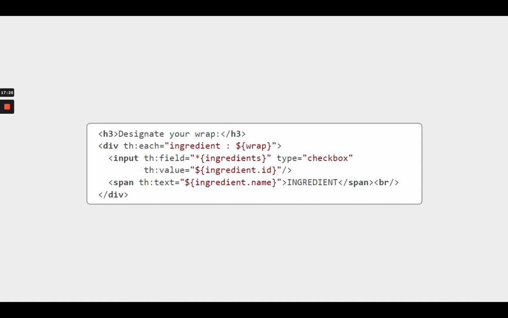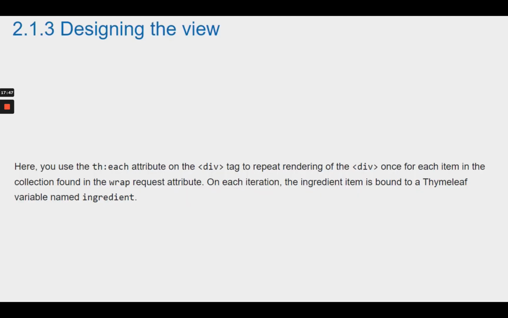Thymeleaf also offers another attribute, th:each, that iterates over a collection of elements, rendering the HTML once for each item in the collection. This attribute will come in handy as you design your view to list taco ingredients from the model. For example, to render just a list of wrap ingredients, you can use the following snippet of HTML. Here you use the th:each attribute on the div tag to repeat rendering of the div tag once for each item in the collection found in the wrap request attribute. On each iteration, the ingredient item is bound to a Thymeleaf variable named ingredient.